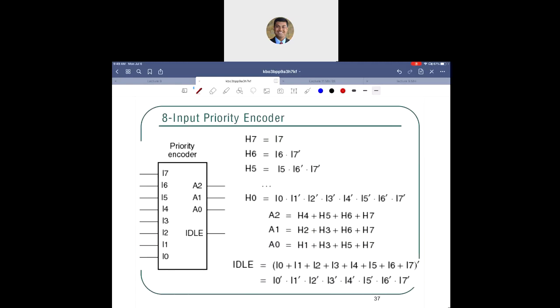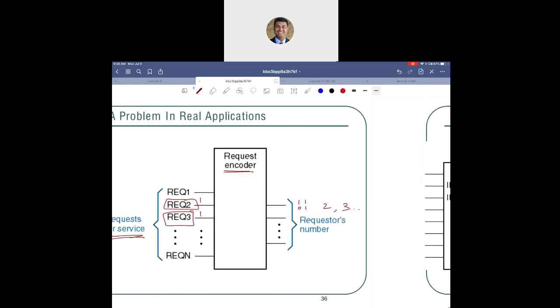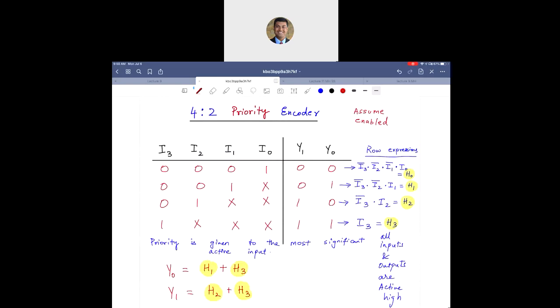Now, coming to the 8 input priority encoder. I hope that you can expand on our conversation on the 4-to-2 priority encoder and look at this. For the 4-to-2 priority encoder, we had H3, H2, H1, and H0 as our row expressions. And how did those go? If I go back here, I can say H3 was I3, H2 was I3 complement I2, and so on.